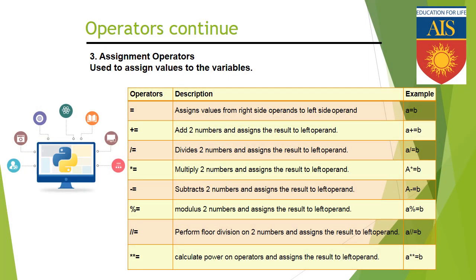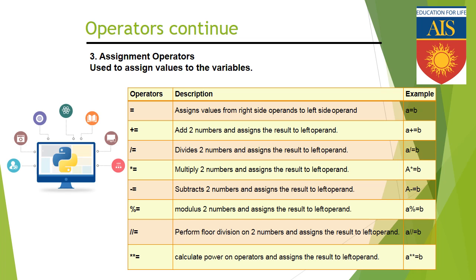Assignment operator. Assignment operator is used to assign value to the variable. Equal, it assigns value from right side operand to left side operand. That means A equal B. So that means we are assigning the value of B to A. Plus equal, add two numbers and assign the result to left operand. So A plus equal B, that means A and B will be added and the result displayed on the left hand side.